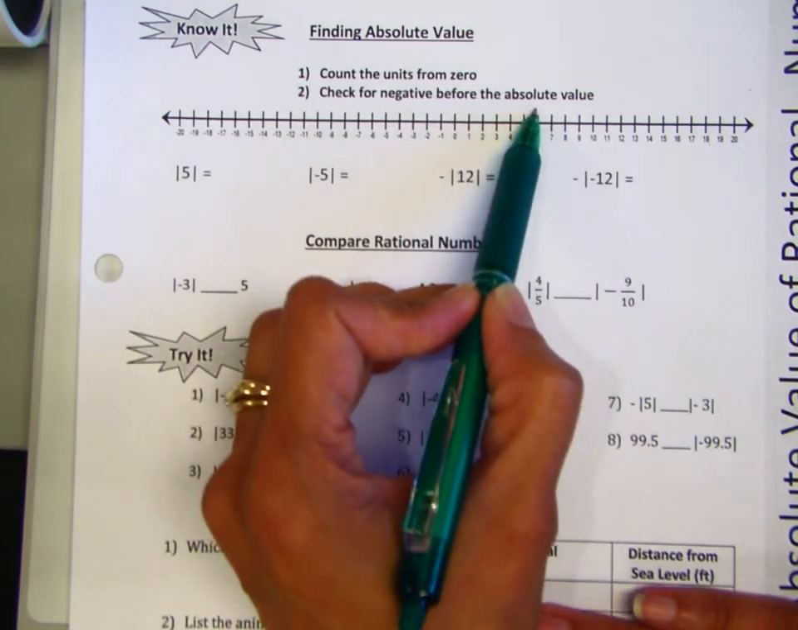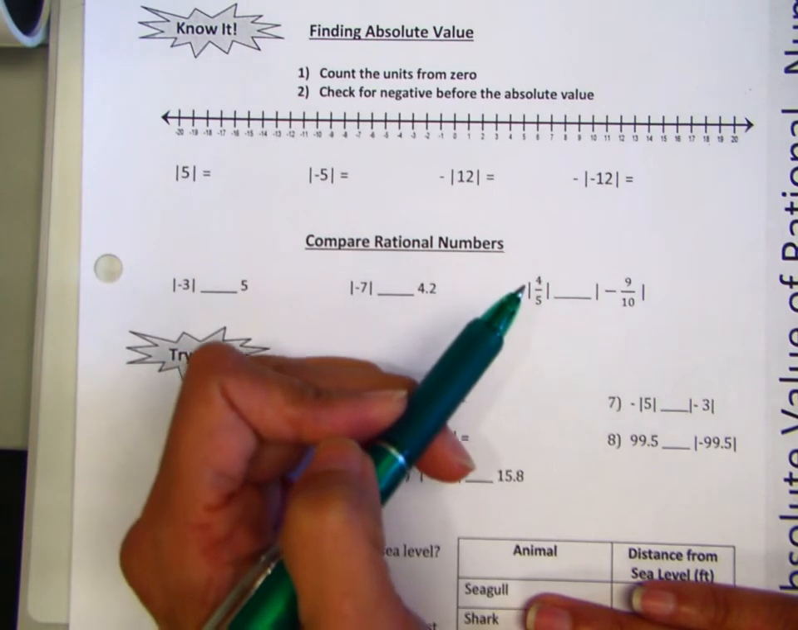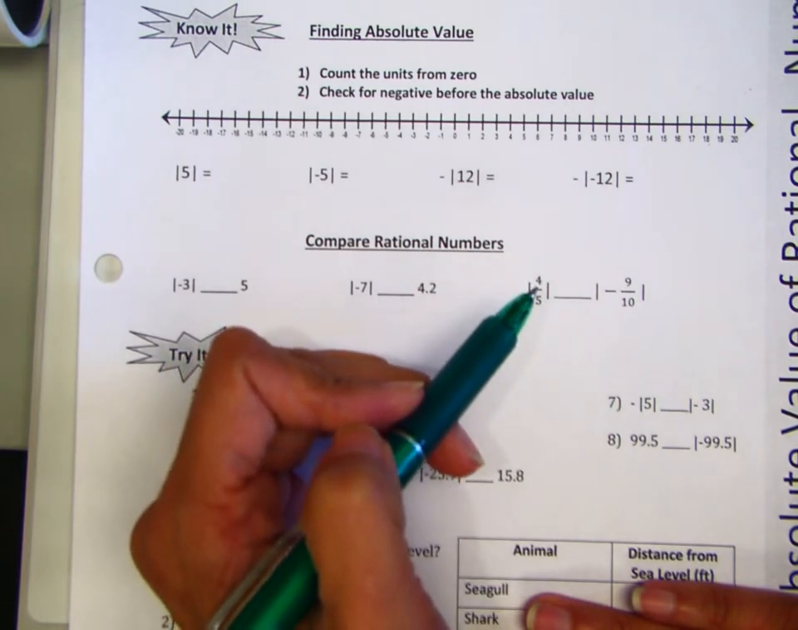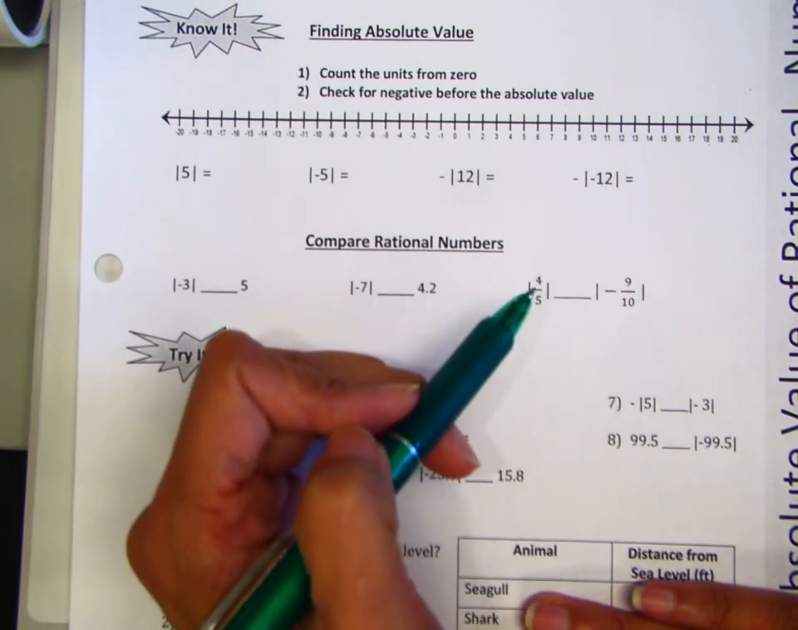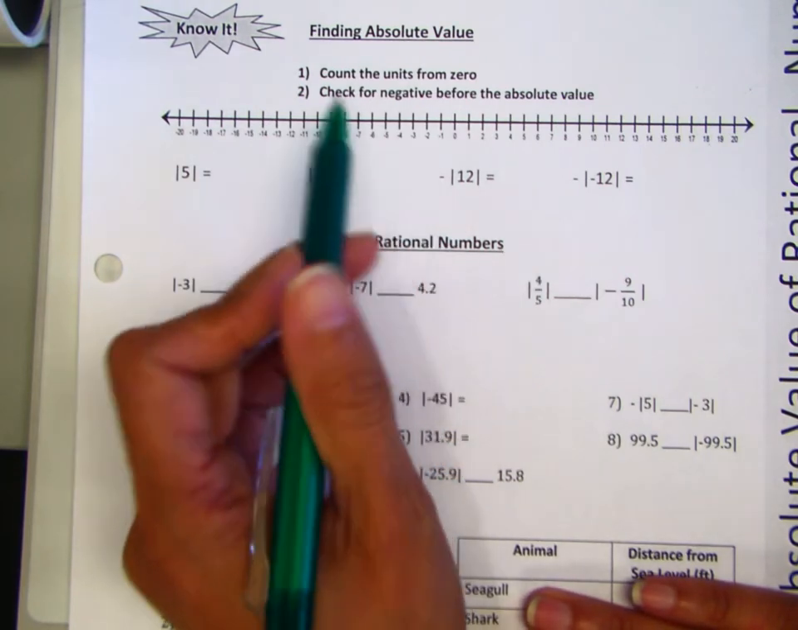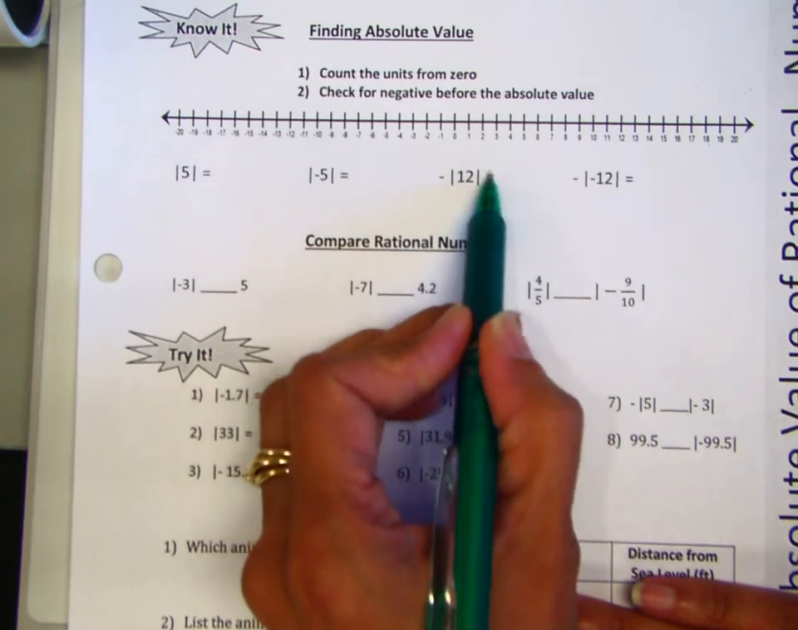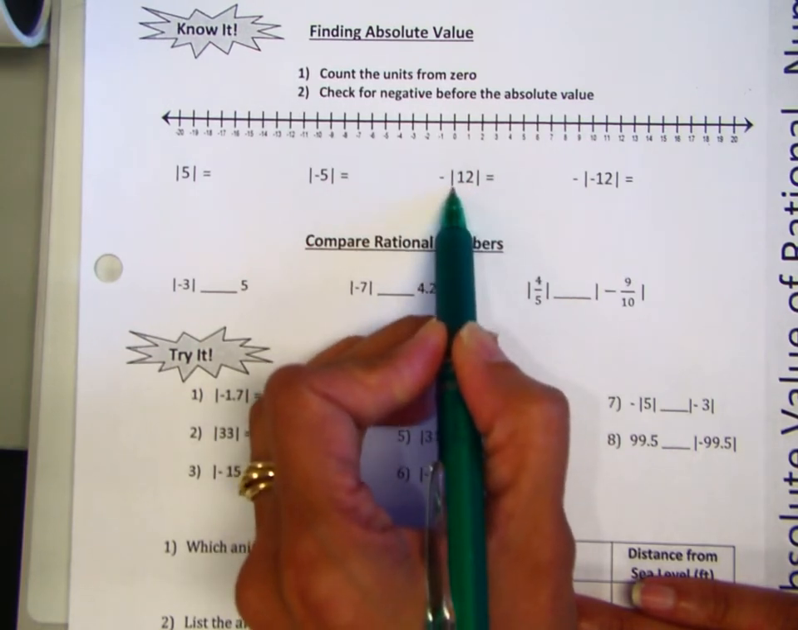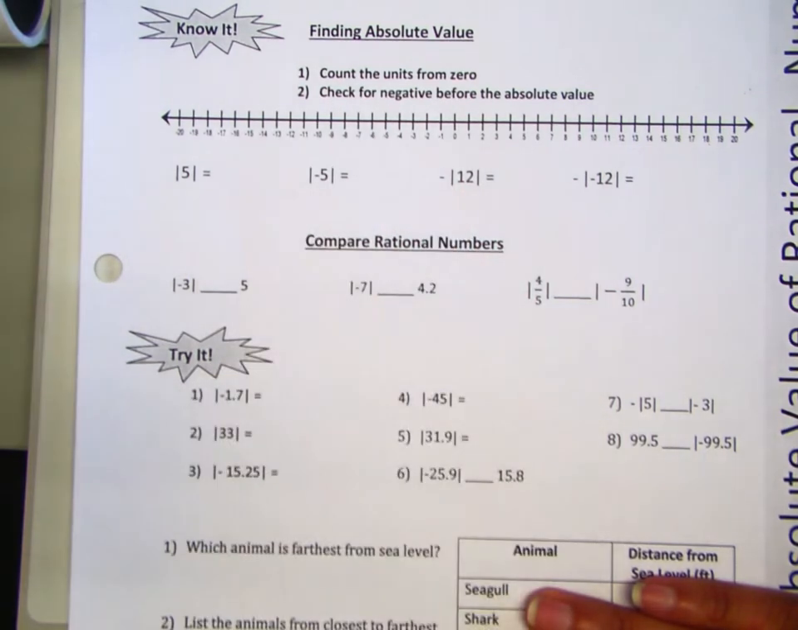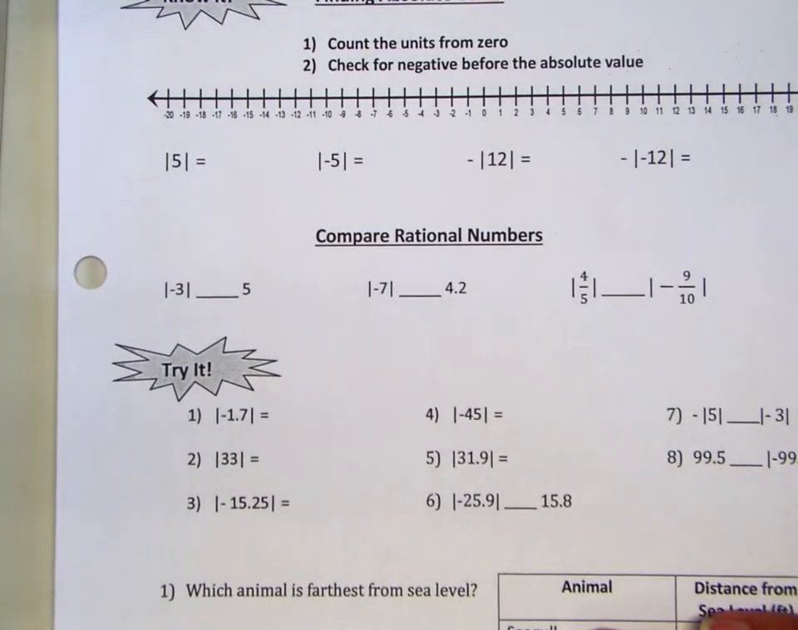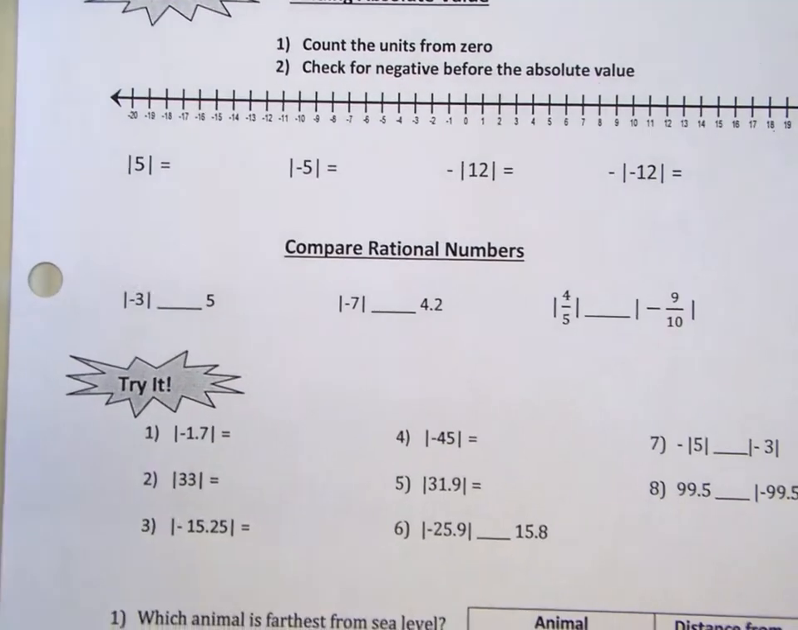Absolute value is like a grouping symbol, kind of like parentheses. And we know from PEMDAS that we would do the parentheses part first. So whenever you see an absolute value and it has a negative in front of it, like this example, we're going to treat the absolute value as a grouping symbol and do that portion first, and then we'll talk about the negative. So let's do some of our examples again together.